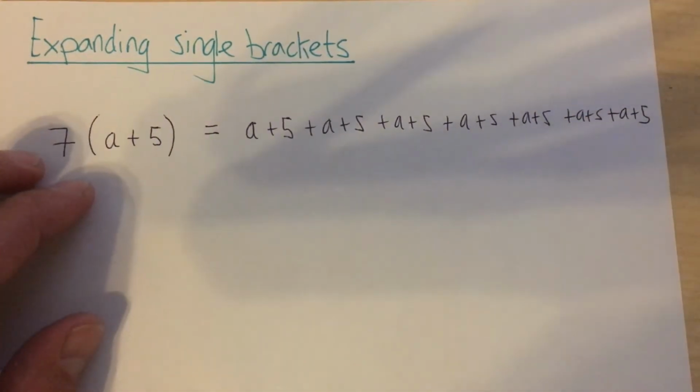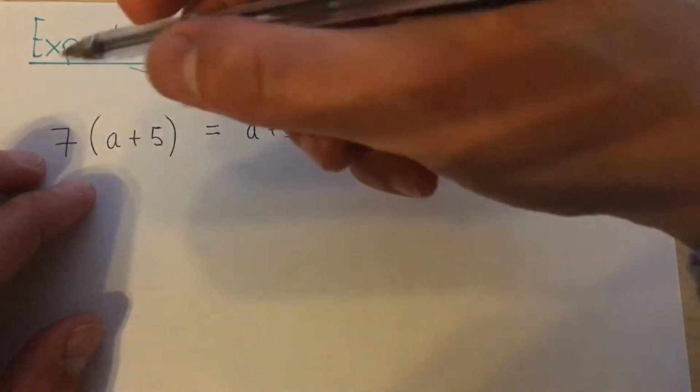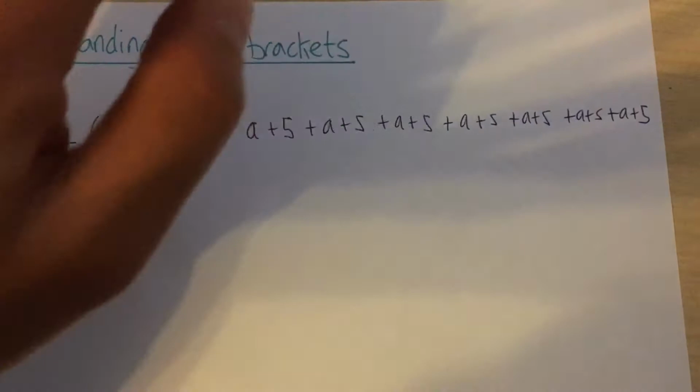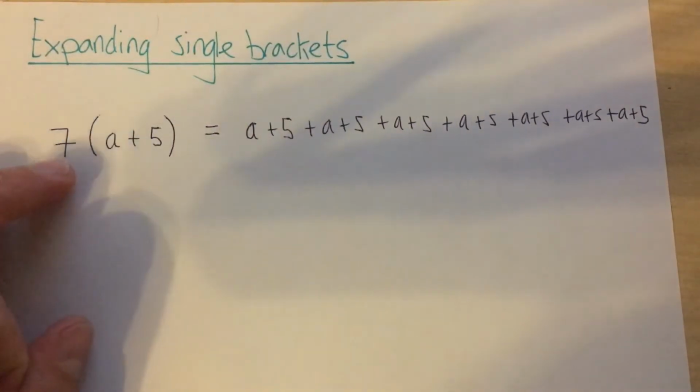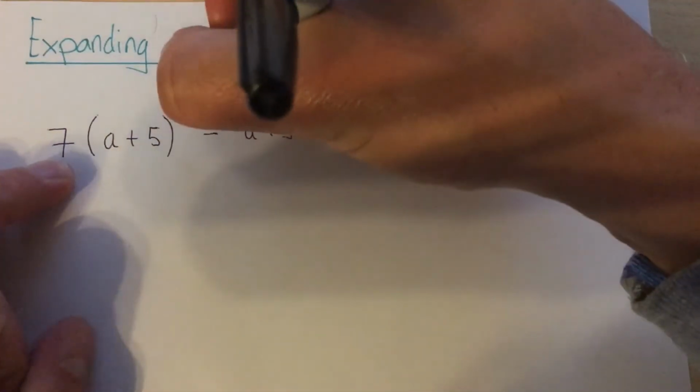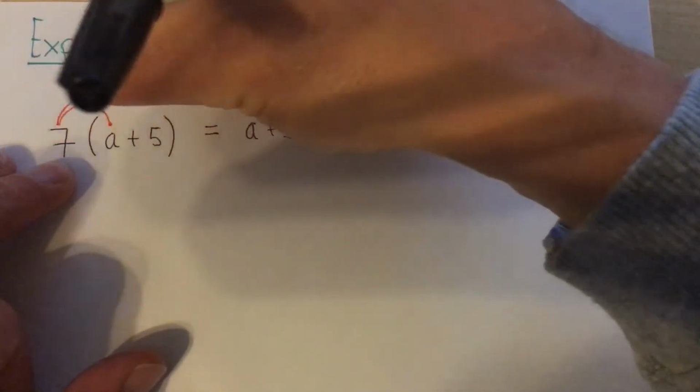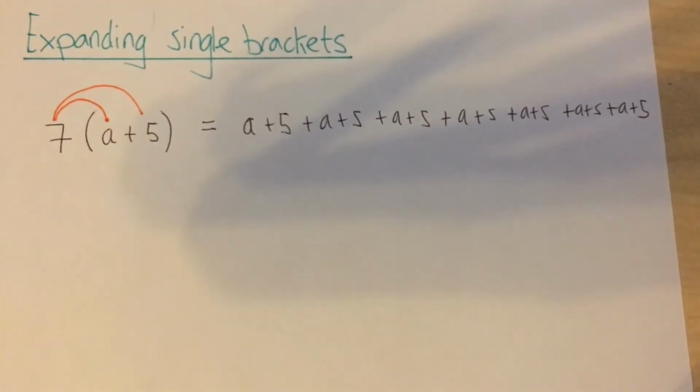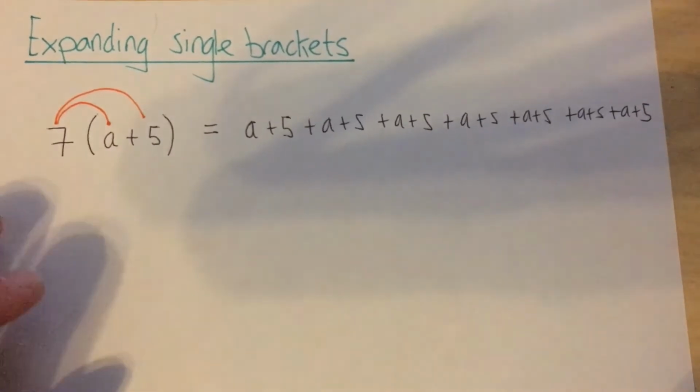We can use the distributive law to do this. The distributive law tells us that we can distribute the 7 across each of these terms. So we'll have 7 lots of a and 7 lots of plus 5.